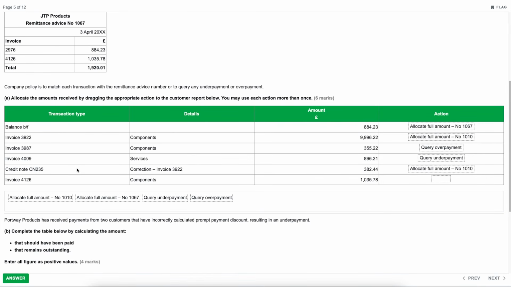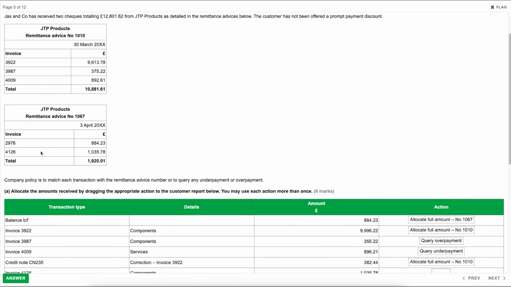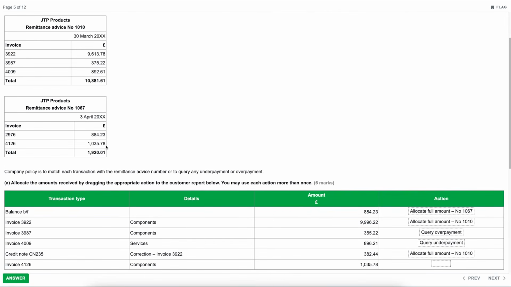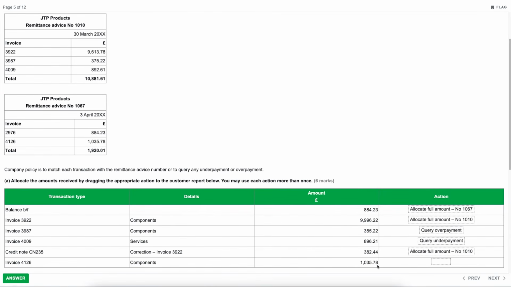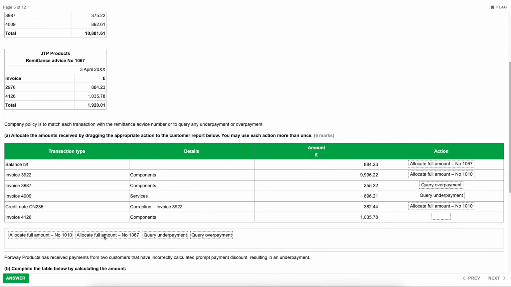So we've just got one to go, and that's invoice 4126. So again, let's have a look. Do they match? So we've got invoice 4126, and that's for £1,035.78, which is the same as what we have on system. So we could simply allocate the full amount to number 1067. Okay, so that covers part A of the question.